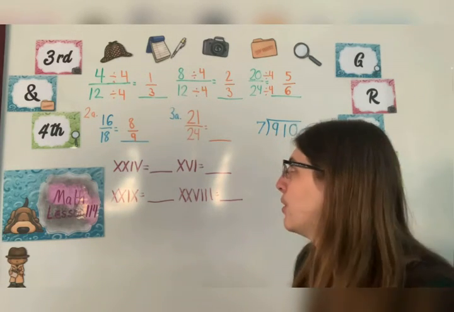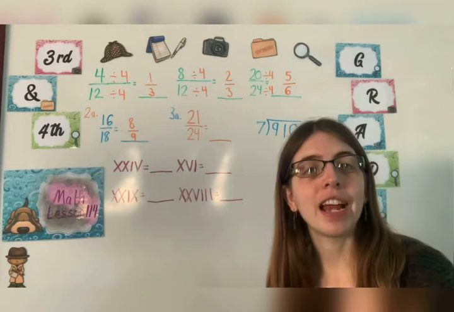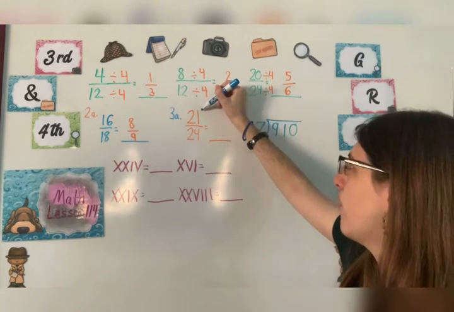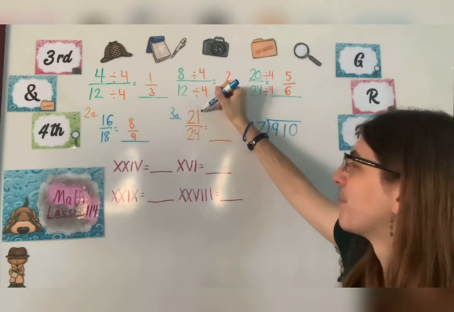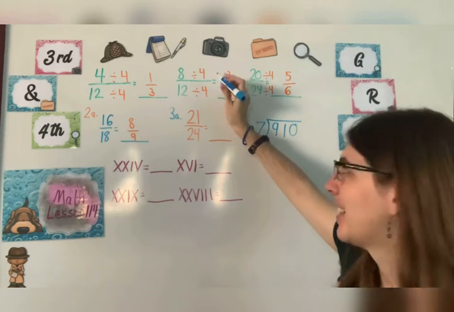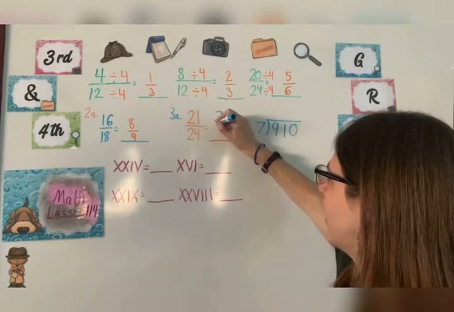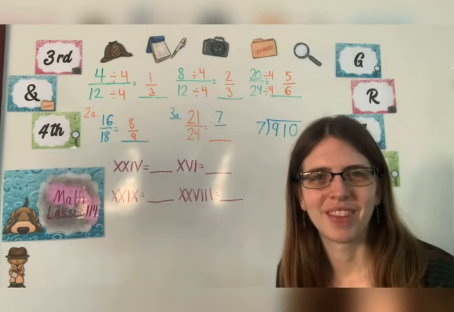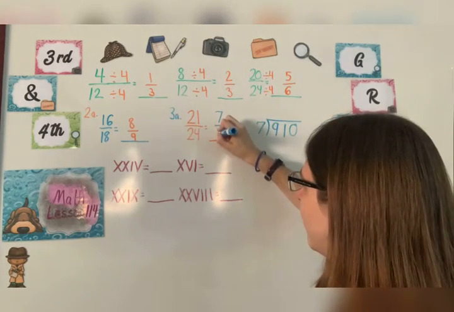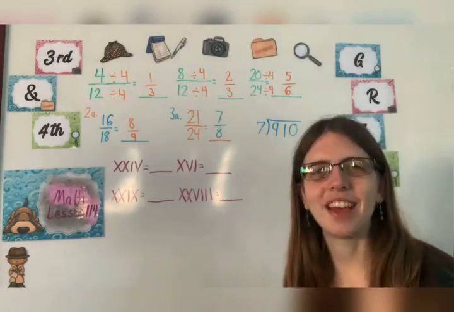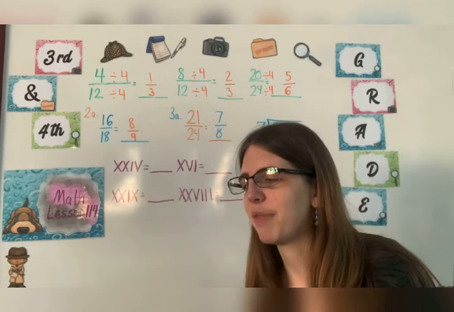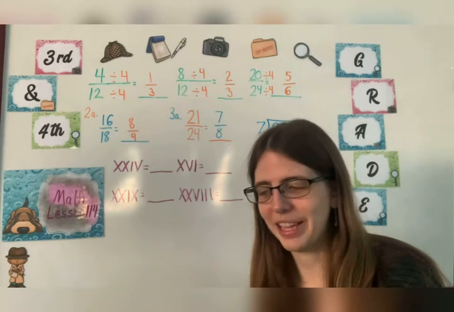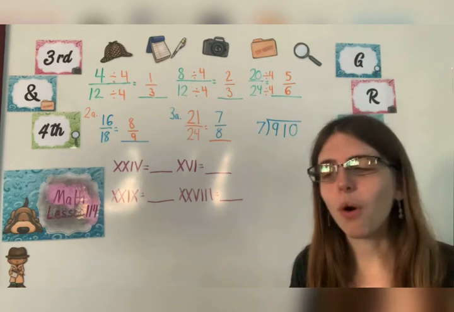Exercise 3a is reducing the fractions again, but this time dividing by 3. So in letter A, you have 21 over 24. So think to yourself, what is 21 divided by 3? 7. Excellent. What is 24 divided by 3? 8. Very good. So my reduced fraction is 7/8. And you're going to do the very same thing with letter B, 30 over 33, divide 30 by 3, and divide 33 by 3.